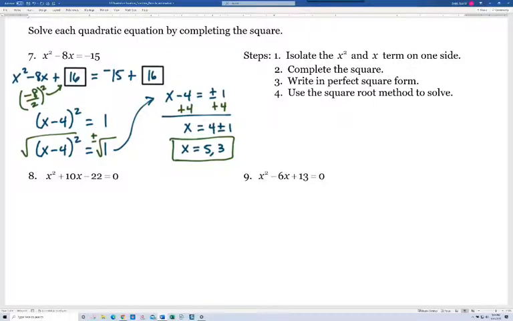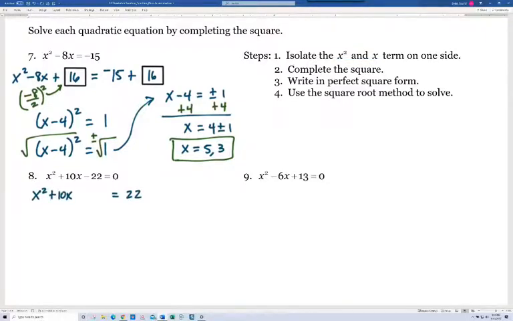All right, so now let's try number 8. If you think you got it, you might go ahead and try numbers 8 and 9. All right, so let's see how this is done. So look at number 8 here. We've got to get rid of that minus 22 because we just want the x squared and the x term on one side. So let's add 22 to both sides.